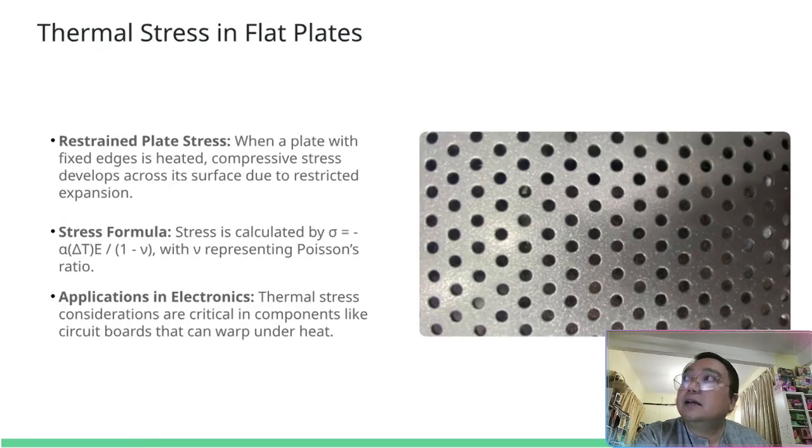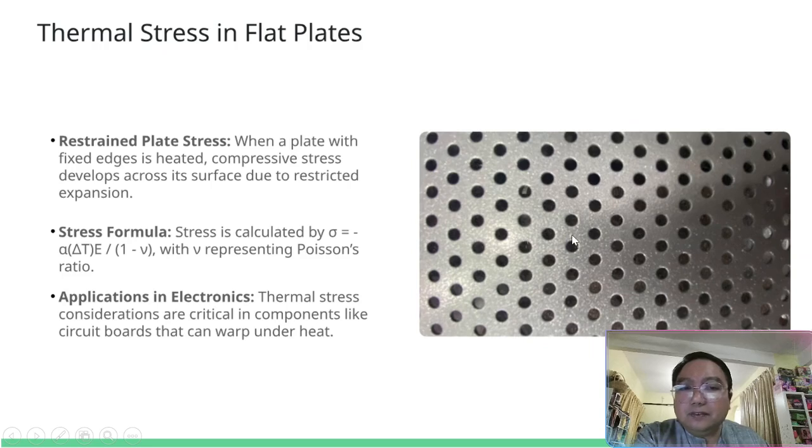Then we go to thermal stress in flat plates. For restrained plates, when a plate with fixed edges is heated, compressive stress develops across its surface due to restricted expansion. The stress is calculated by this equation, where v represents the Poisson ratio. In electronics, thermal stress considerations are critical, as components like circuit boards can warp under heat.